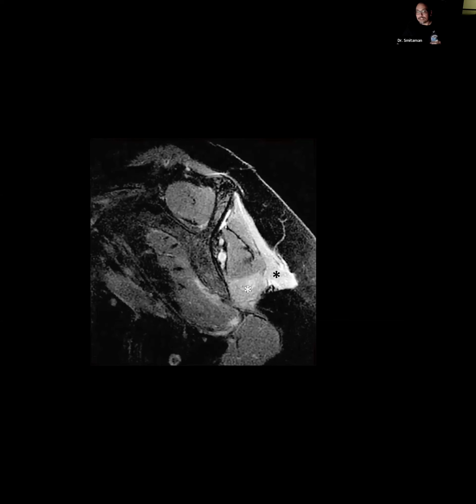Or how about this case? We see this axillary nerve, bright, okay, from axillary neuropathy or neuritis, causing a denervation edema of the posterior portion of the deltoid muscle and the teres minor muscle, confirming or supporting an axillary neuropathy.